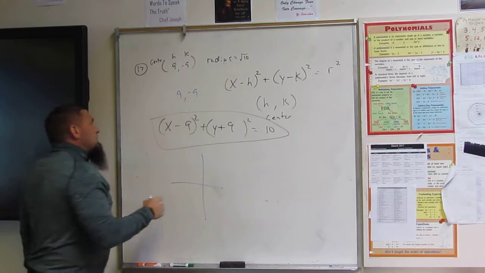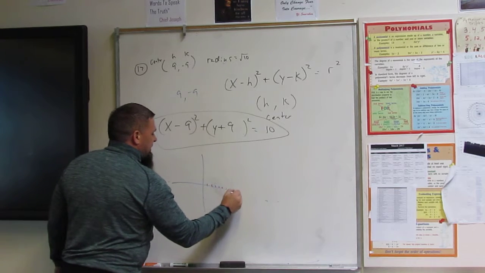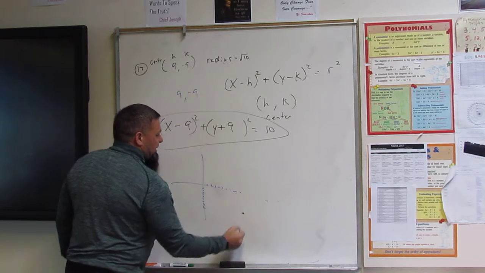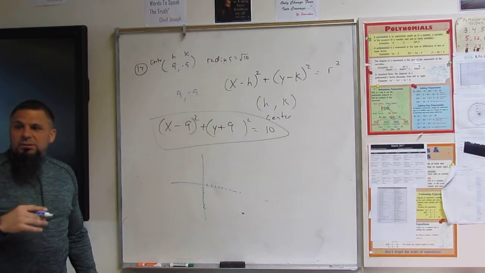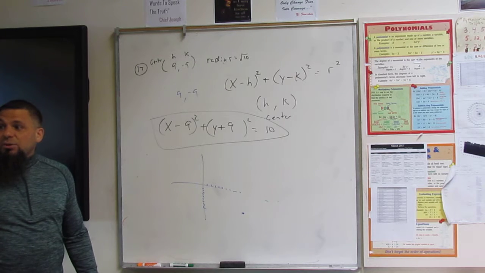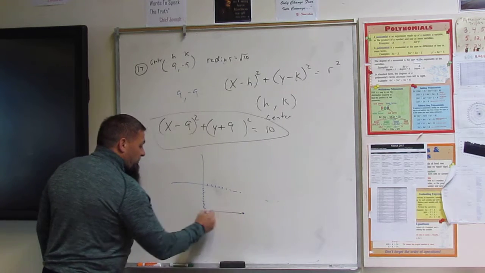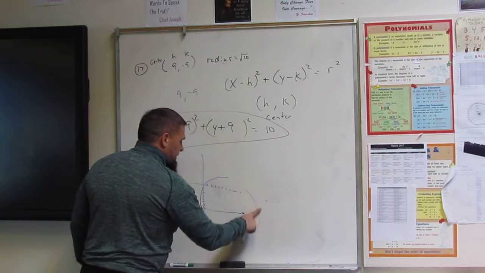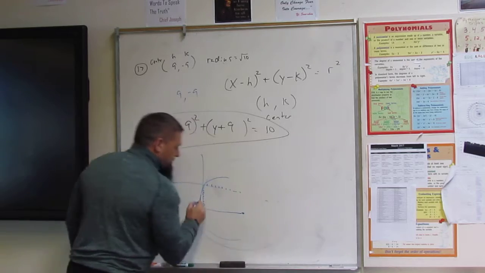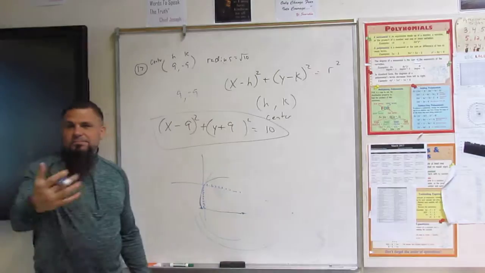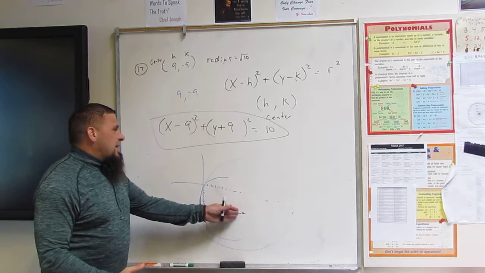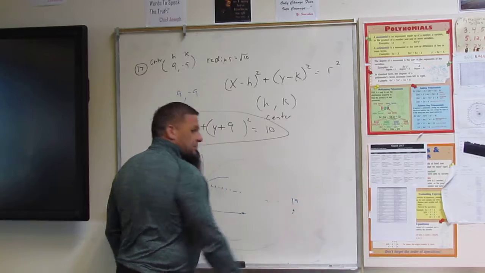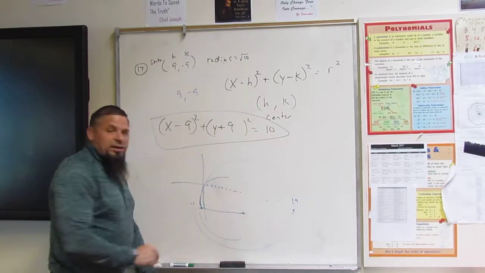Then I would graph it. 9: 1, 2, 3, 4, 5, 6, 7, 8, 9. And then negative 9: 1, 2, 3, 4, 5, 6, 7, 8, 9. And then it would be right here. And then the circle, the radius would be 10. The radius is 10, which means I come over, and then I come around. Sorry, that's not a very good circle. And come around and be over here at 10 plus the 9, which would put us at 19. So this would be at 19, right? This would be at negative 1, right?